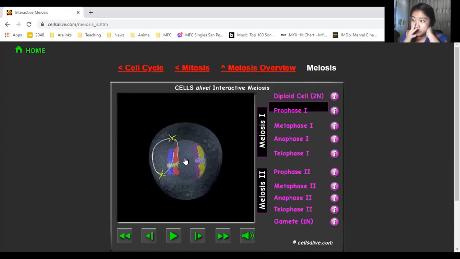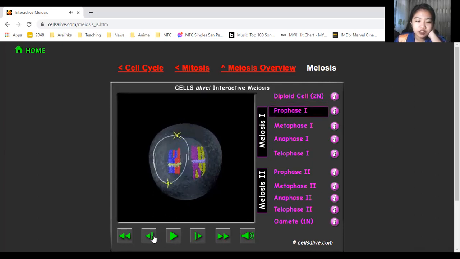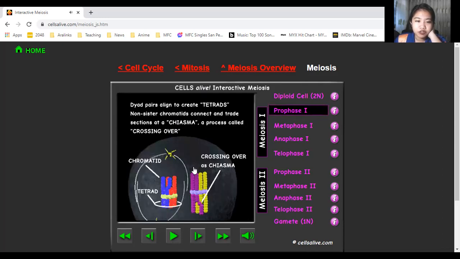Kumbaga parang halos pareho lang din naman yung nangyayari sa prophase 1 na mawawala si nucleus, si nuclear membrane, mas magiging distinct yung chromosomes natin. And so this is what happens to prophase 1. So in prophase 1, the chromosomes align to create tetrads. And so non-sister chromatids, so yung chromatid from the father or chromatid from the mother, they trade sections. So kumbaga, they exchange parts of the chromosome. So they break off and then attach to the other one.